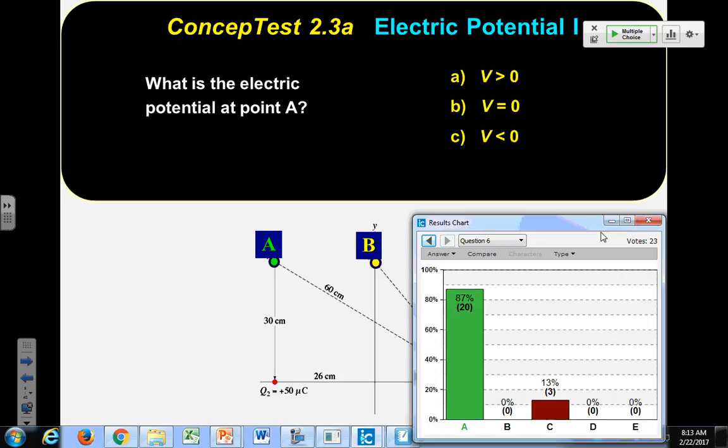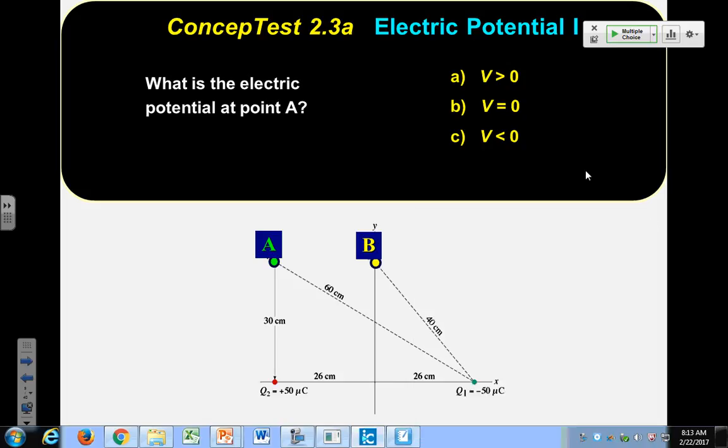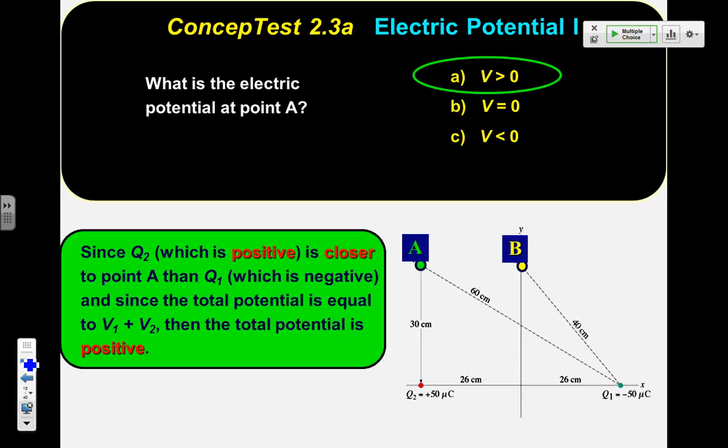All right, good. A is right. It's going to be bigger than 0. The reason it's bigger than 0 is because I'm closer to the positive charge, so the positive charge sort of dominates the potential. I'm further away from the negative charge. The negative charge also gives me a negative potential, but since I'm further away from it, its influence is less than the positive influence.